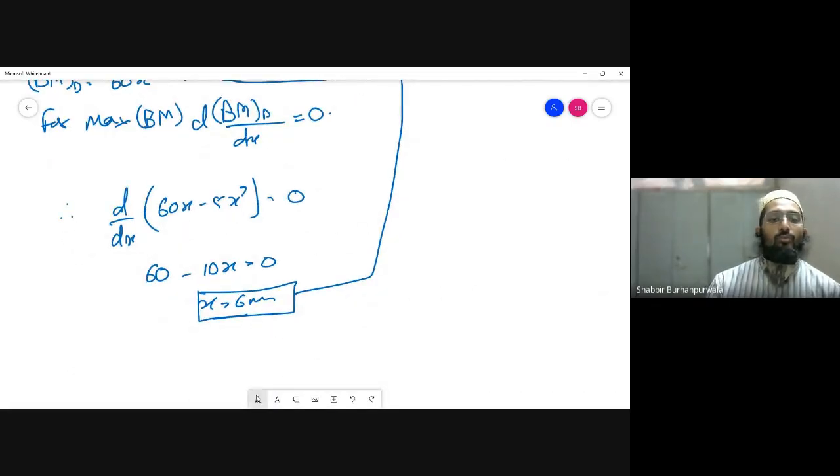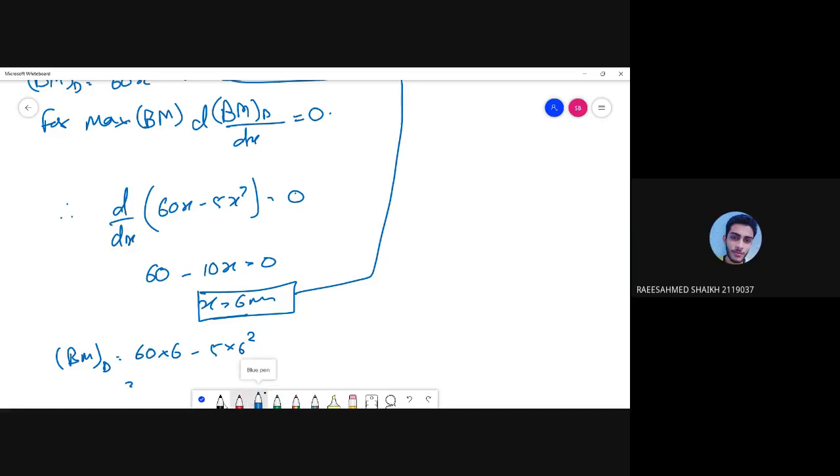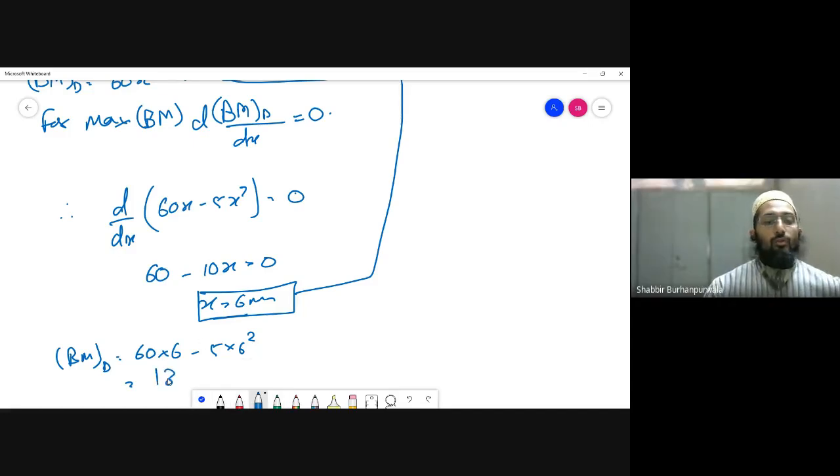Okay, so bending moment at D is equal to 60 into 6 minus 5 into 6 square. What is the value of bending moment at D? D is not a specified point. I'll just notate it as D. It can be anywhere. D is not given in the problem, we have assumed that there is such a point D. Okay, so what is the value of bending moment at D? 180. Okay, so 180 kilonewton meter. This is the bending moment at D.